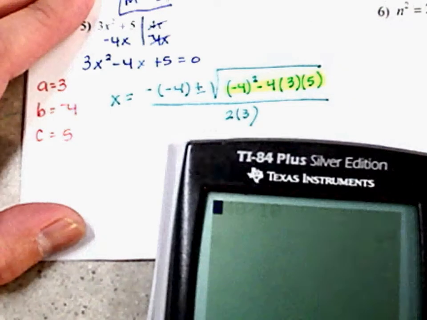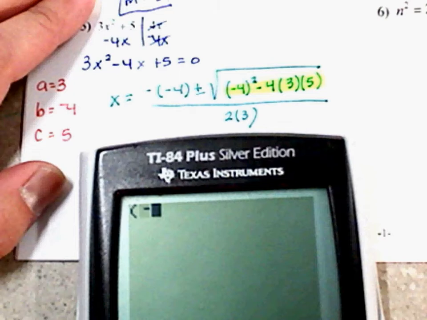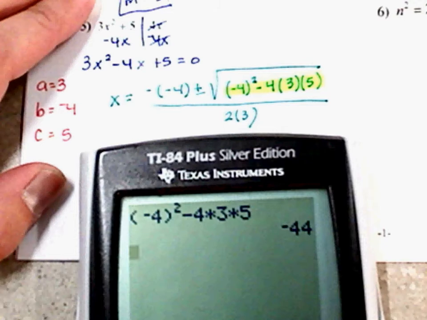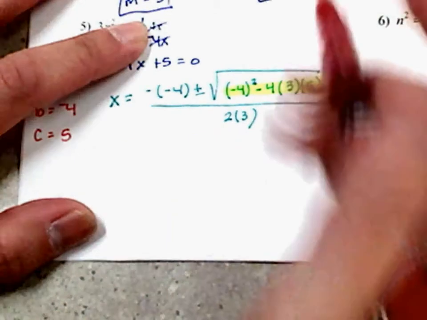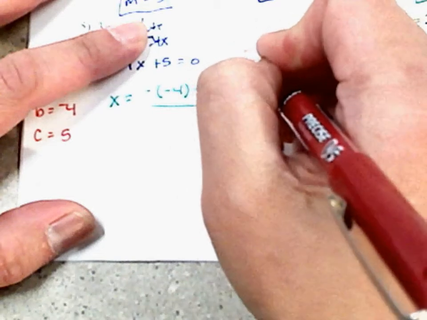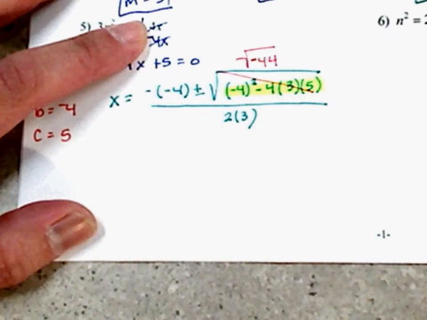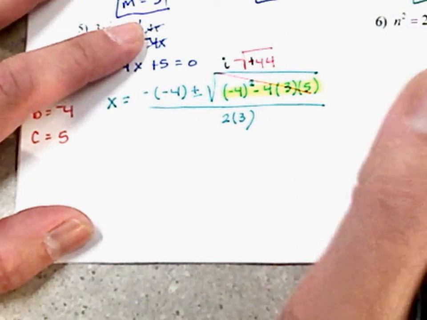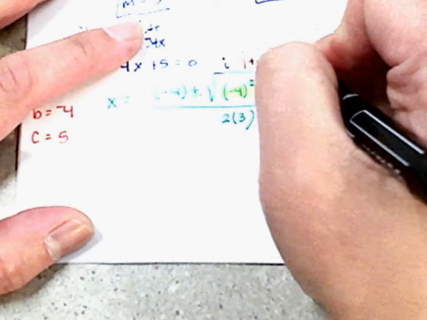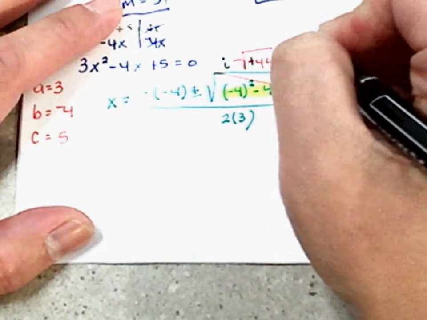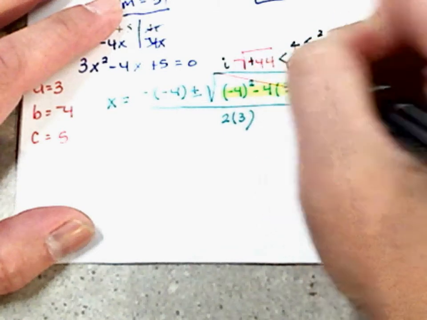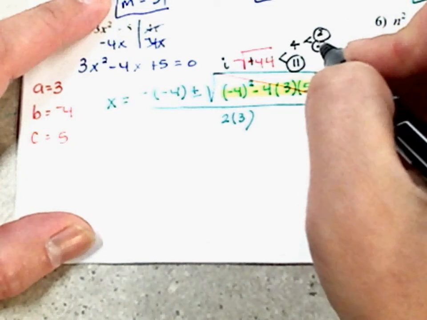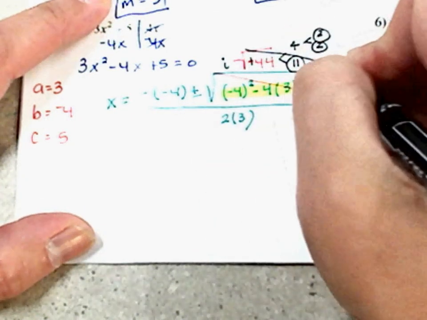Parentheses, negative 4 squared minus 4 times 3 times 5, times your 8, negative 44. Okay? Now, what happens to that negative? It comes out as an i. All right? Factors of 44 is 4 and 11. Factors of 4 is 2 and 2, and 11 is a prime number. That means only one goes into them. Do you guys see how there's 2 of something? So I'm going to mark this off, and I'm going to write 2i square roots of 11, because there's 2 of my 2's.